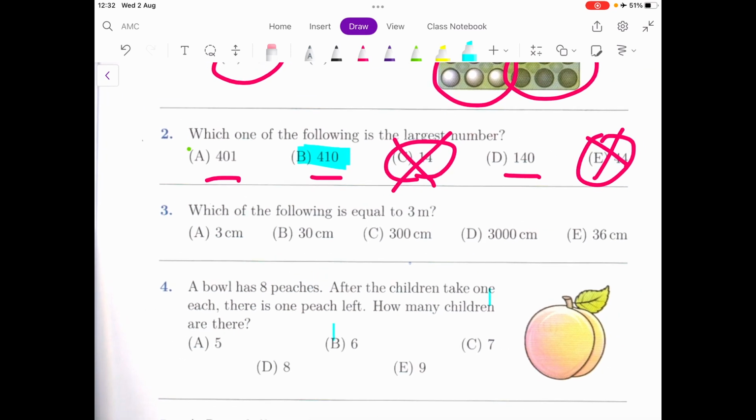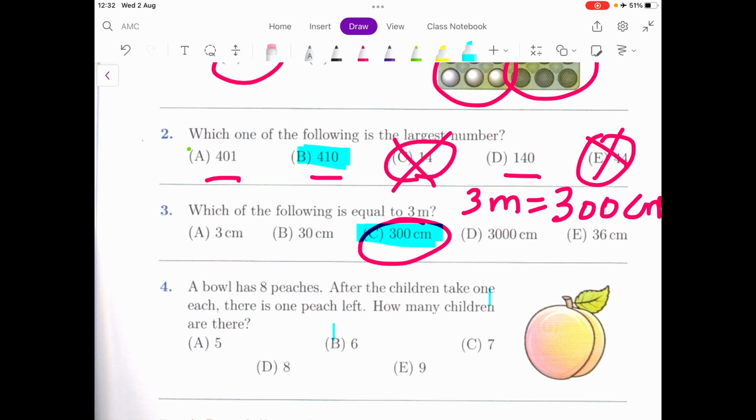Next question. Which one of the following is equals to 3 meters? Now, if you know the conversion, 1 meter equals to 100 centimeters. So 3 meters equals to 300 centimeters. So where is our answer? Here is our answer, C. Let's highlight this. Okay, let's go on.